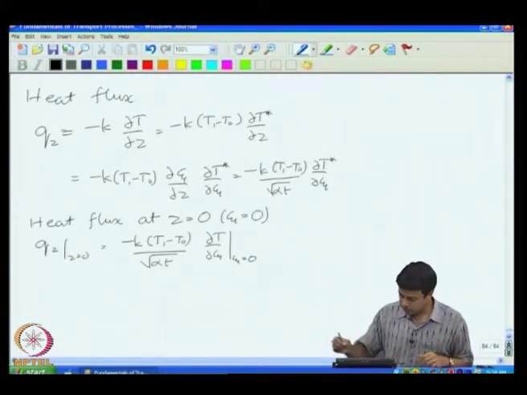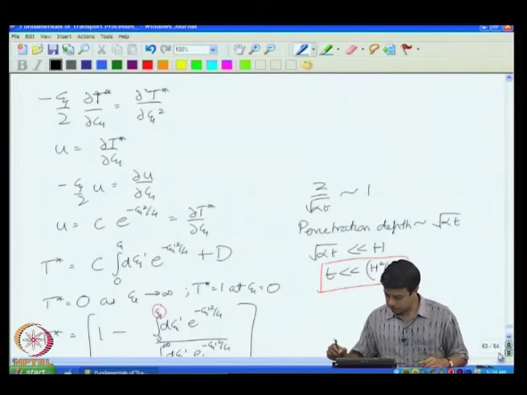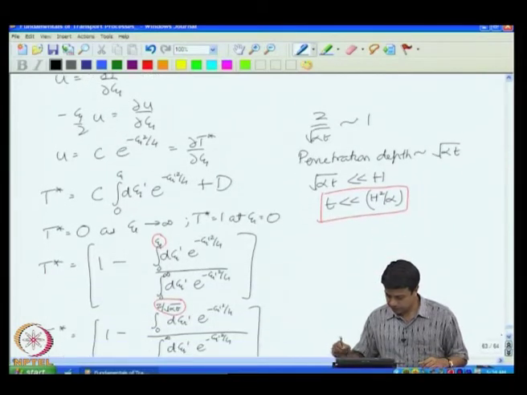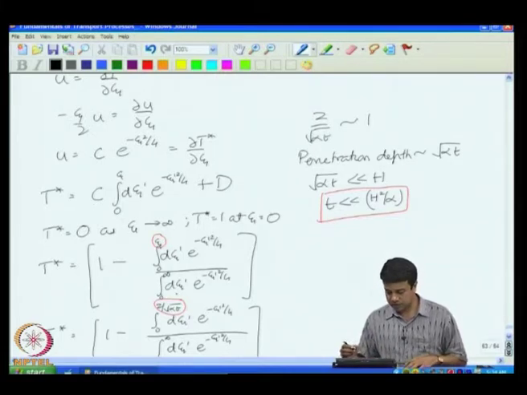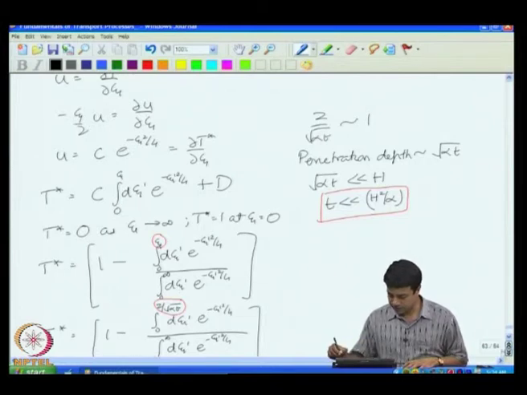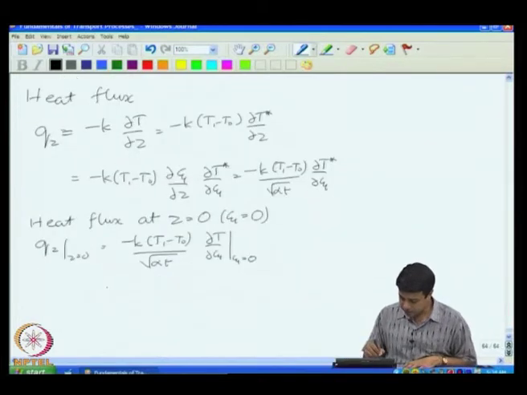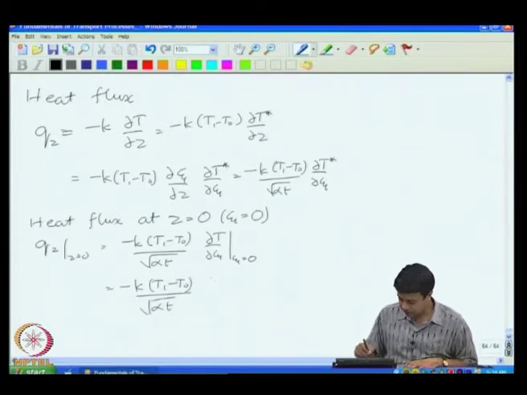And now you can use this solution for t in order to find out what is dt by d psi. Clearly, here this constant is 1 over integral 0 to infinity of d psi prime. So if I use this solution, the derivative with respect to psi will just remove this integral sign on the second term, and you substitute psi is equal to 1 here.